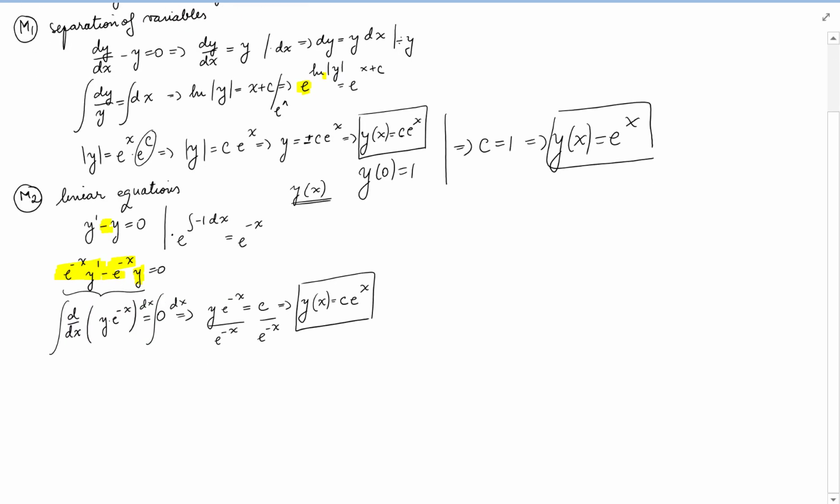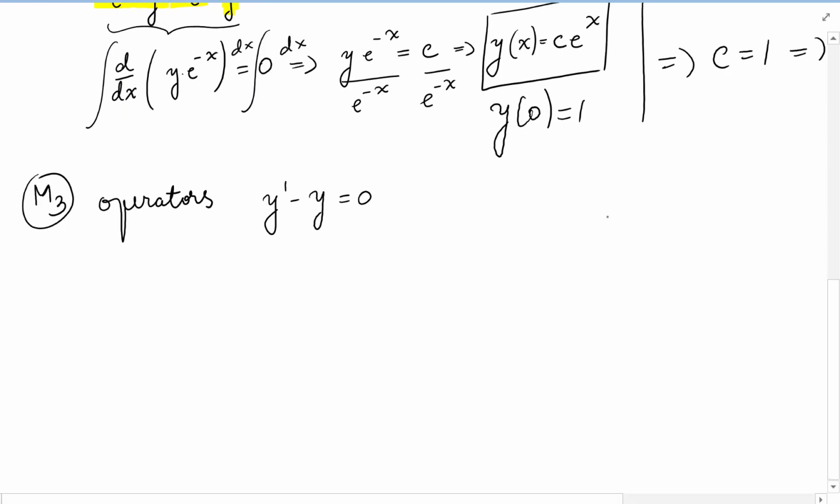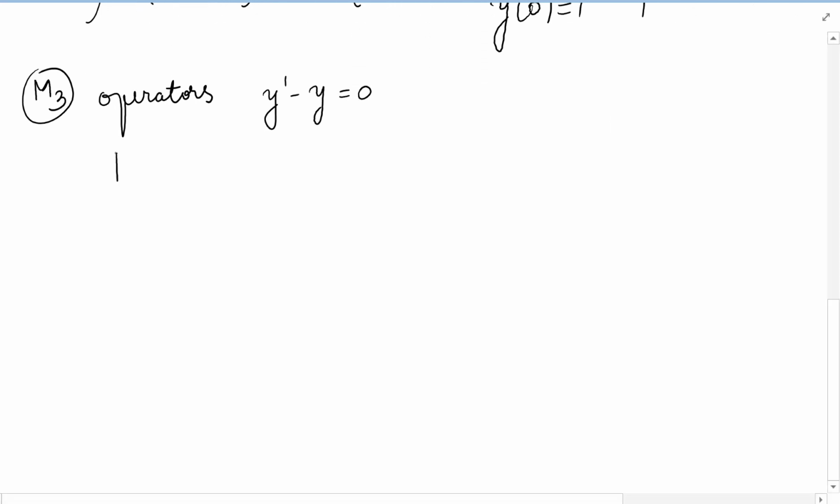So the same thing happens here. y of 0 equals 1, so c equals 1, which means y of x is e to the x. So the second method and the first method produce the same thing. Let's think of the third method, the operators method. So we are going to write y prime minus y as D minus 1 applied to y equals 0. Now D is replaced with r, so r minus 1 equals 0, which means r equals 1.